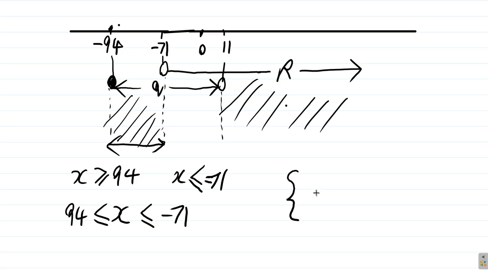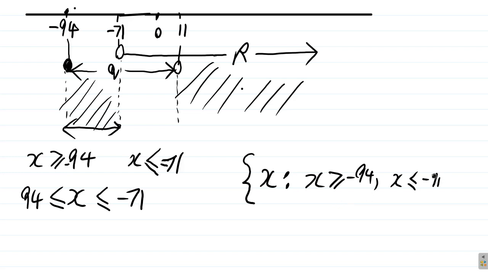is the set of, and you open a curly bracket, x such that, sometimes you can also use the vertical bar, alright? x such that x is greater than or equal to negative 94, x is less than or equal to negative 71, close curly bracket.